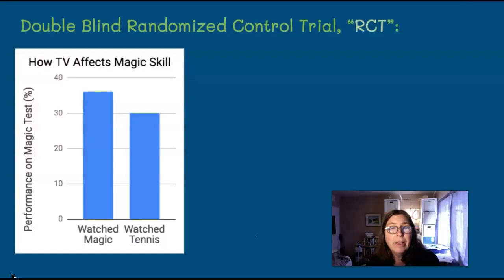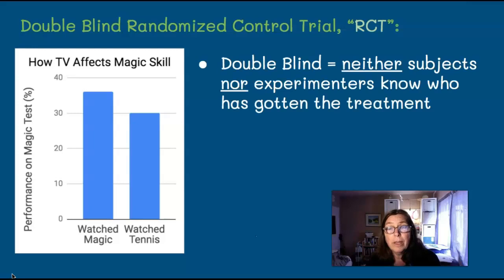And that is where the double-blind randomized control trial comes in, the RCT. It's called the gold standard of experiments because it does a couple things. First of all, it double blinds. In other words, neither the subject nor the experimenters know who has gotten the treatment.